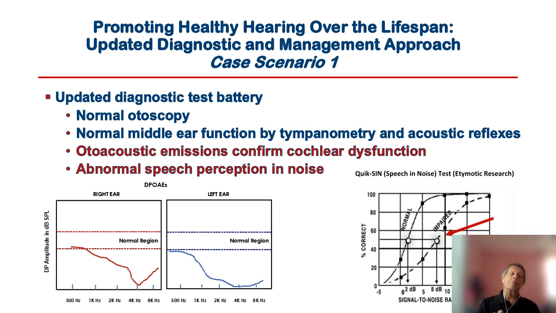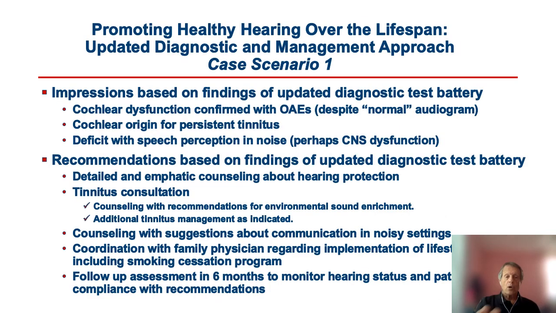So now we've got more information on this patient that will help us to counsel him, but also to develop an effective management strategy. So based on the impressions of the original test battery, we would say, well, you don't have much of a problem with your hearing, and we'd send him on his way. But because we went beyond air conduction, bone conduction, and speech, we have clear evidence of cochlear dysfunction. We know he's having problems with speech perception and noise, so we manage him in a different way.